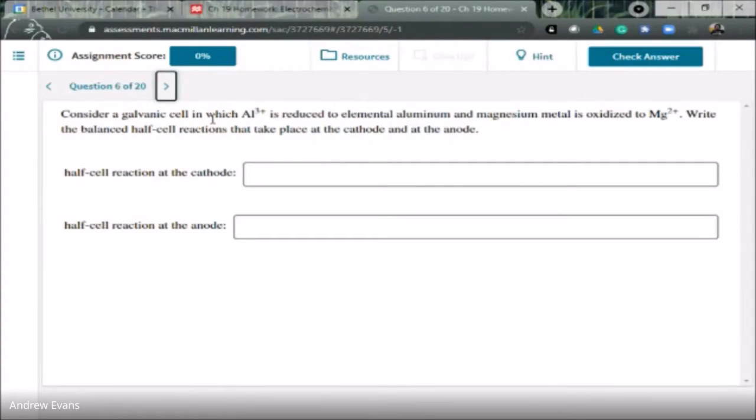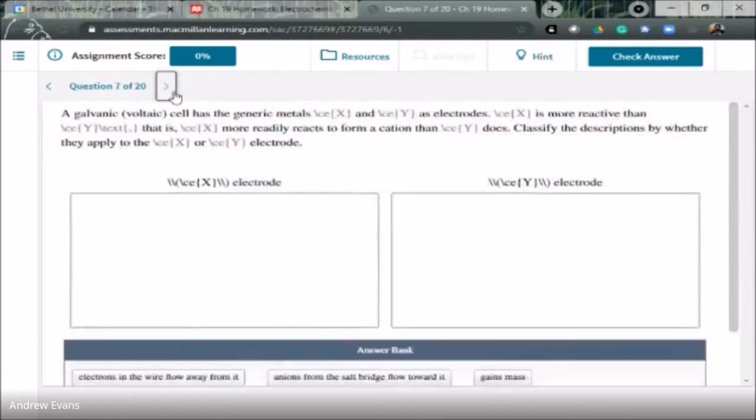So in this case, you're just writing what is the half reaction. You're saying at the cathode where the reduction occurs, aluminum 3 plus plus 3 electrons goes to aluminum solid. Magnesium metal is oxidized to Mg2 plus. You just have to write Mg goes to Mg2 plus and 2 electrons. So pretty straightforward.